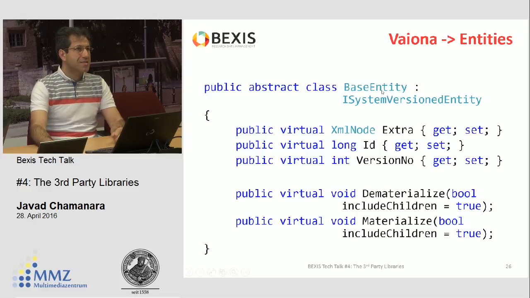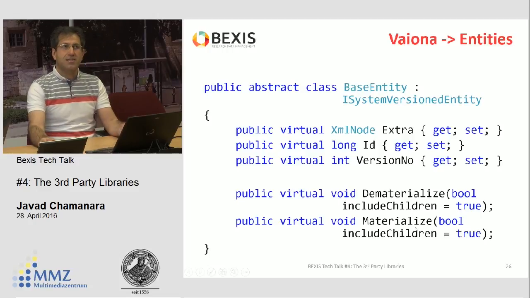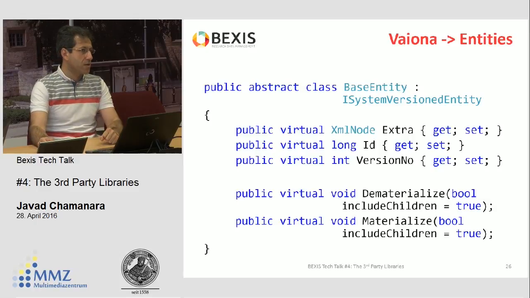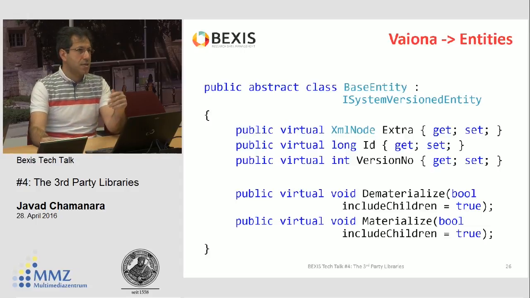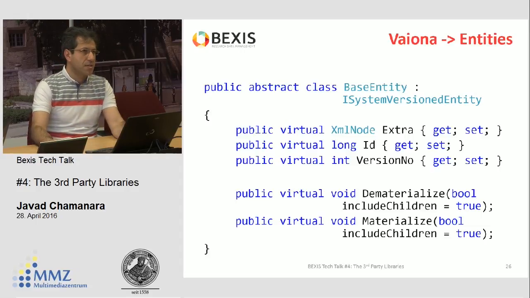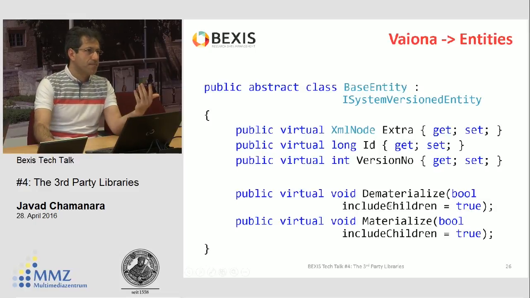So with the base entity, these two functions are provided. Any class that is using base entity as its base class will automatically have the potential to materialize or dematerialize some of its parts to XML for this kind of dynamic restructuring at runtime. We will see more about this materialization later.